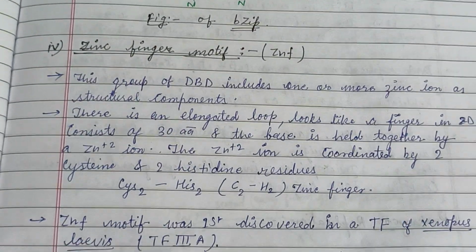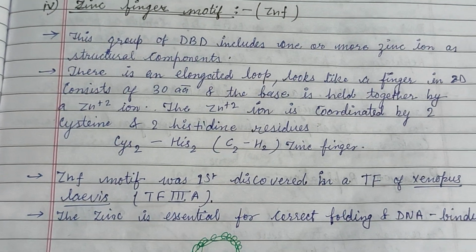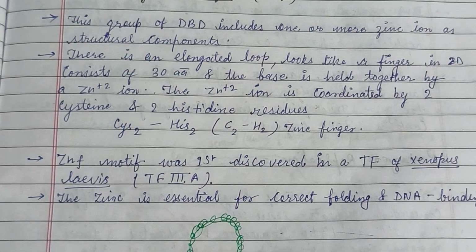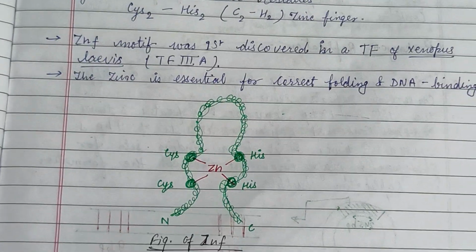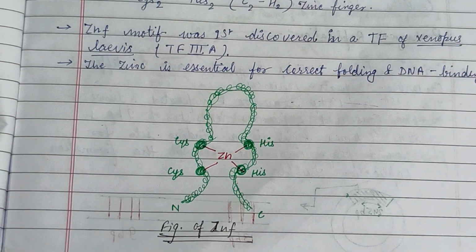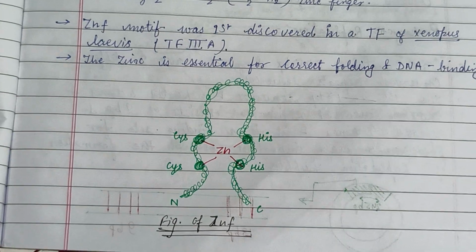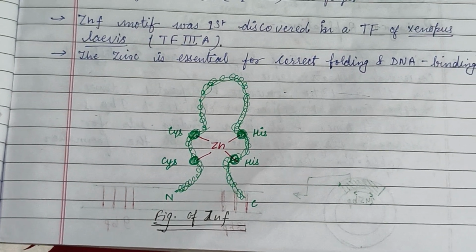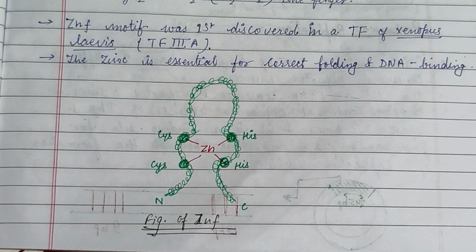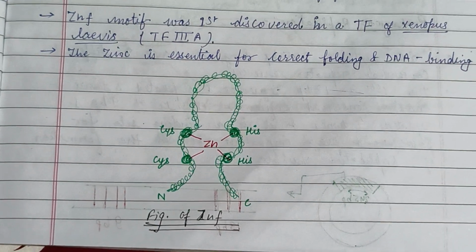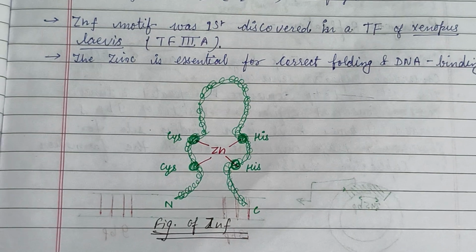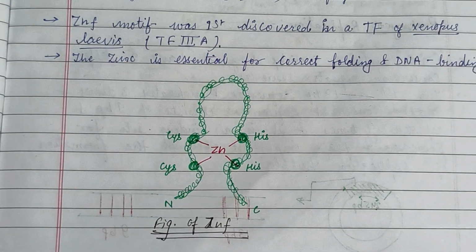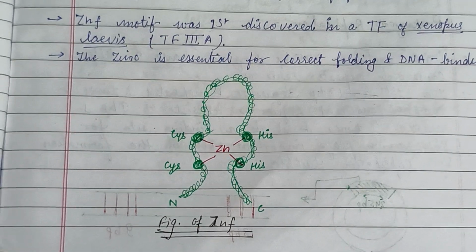So the zinc finger motif, a group of DNA binding domains, includes one or more zinc ions as structural components. The zinc finger motif was first discovered in a transcription factor of Xenopus laevis, transcription factor 3A, and it is essential for the correct folding of the DNA binding domain. So the figure is as follows, like two cysteine residues and two histidine residues connected by the zinc.